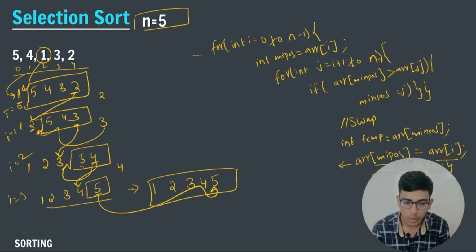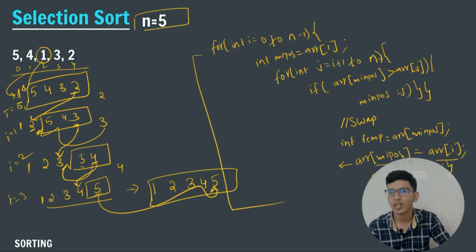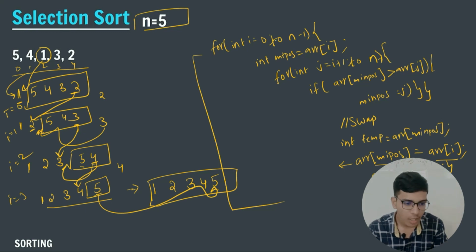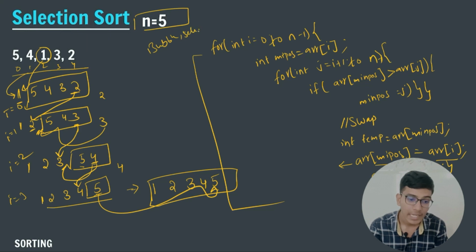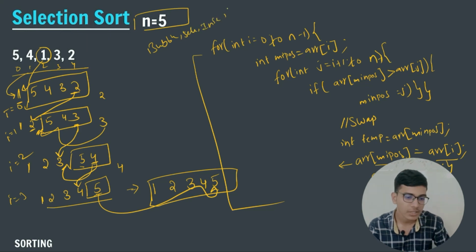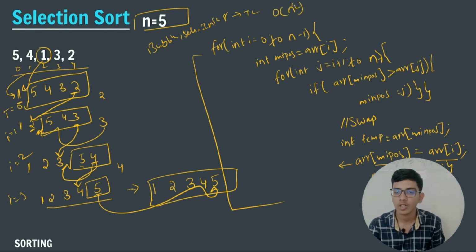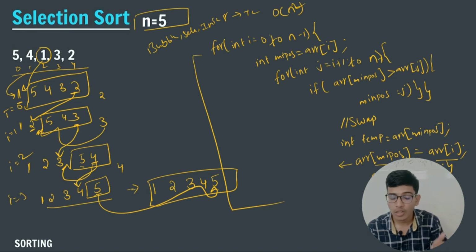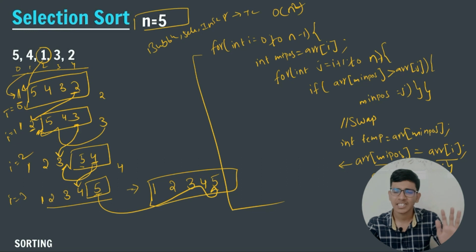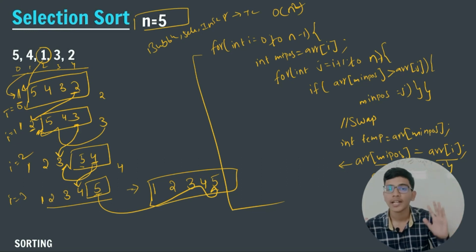This is the pseudocode. And remember guys, for basic sorting techniques, we have already studied bubble sort and selection sort, and insertion sort, which we'll study in the next video. The time complexity for these three sorts is big O of n square. This is the time complexity for these three basic sorting techniques, and technically speaking, this is not a good time complexity.